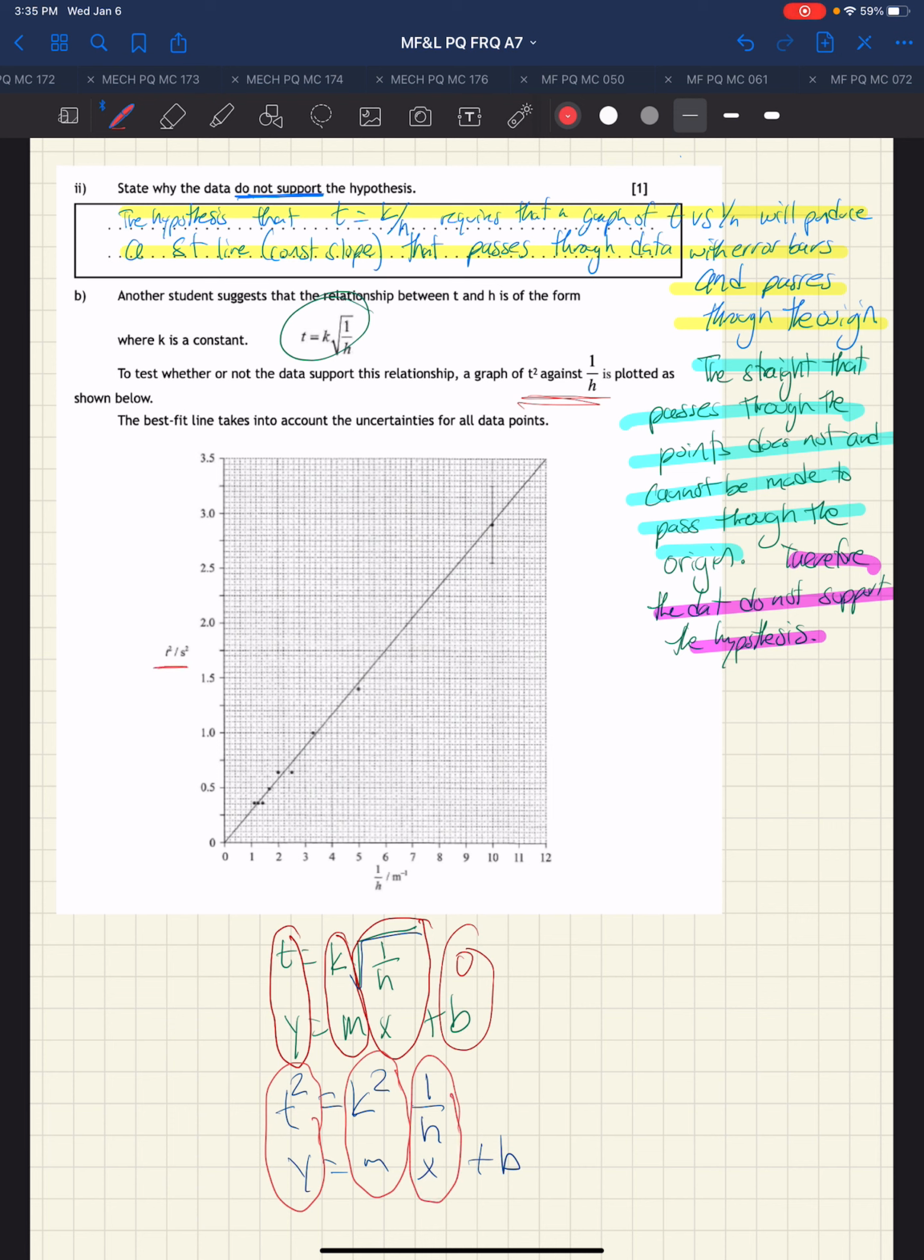We see a y-axis of t squared. We see an x-axis of 1 over h, so we know the slope of this line would give us k squared. And there's a best fit line already drawn for us. That's nice, and we see that there is an error bar drawn there. Extremely large error bar, I might add. And it's our time to do our analysis.